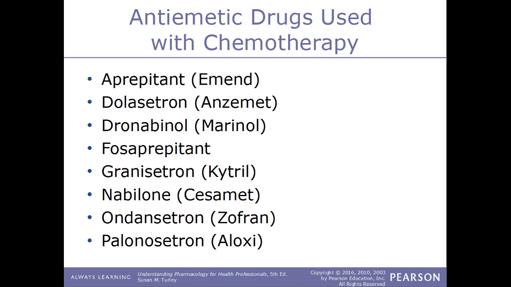Some examples of antiemetics that are used just for chemotherapy include aprepitant, known by the brand name Emend, dolasetron, known by the brand name Anzemet, dronabinol, known by the brand name Marinol, fosaprepitant, granisetron, also known by the brand name Kytril, nabilone, also known by the name Cesamet, ondansetron, also known by the brand name Zofran, and palonosetron, also known by its brand name Aloxi.